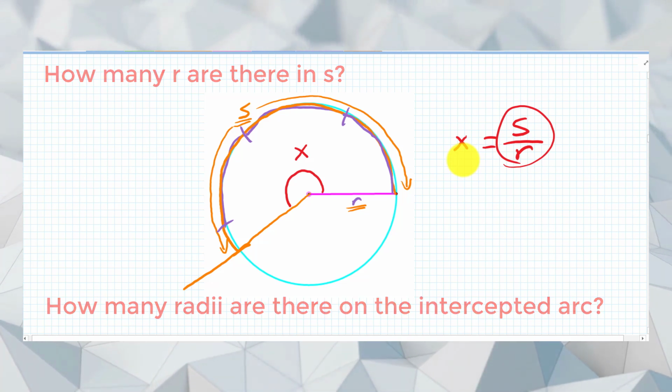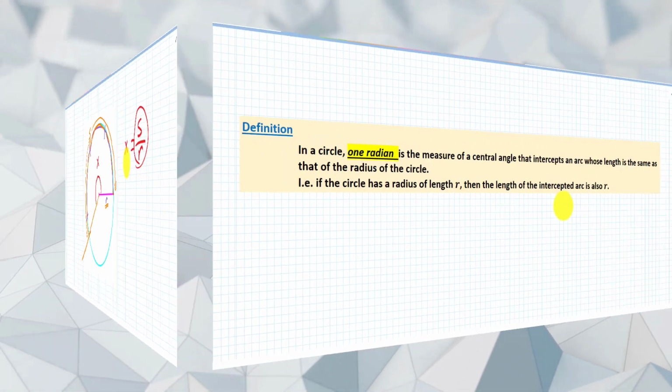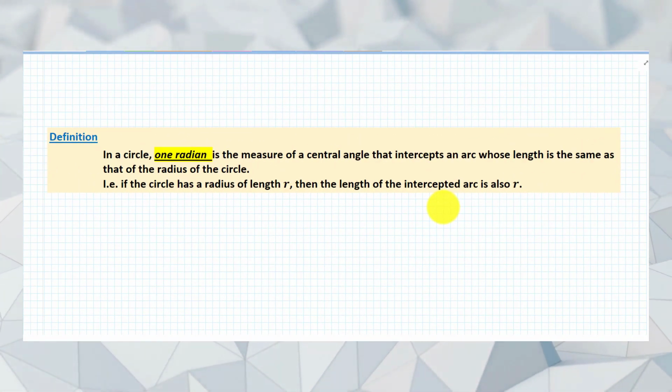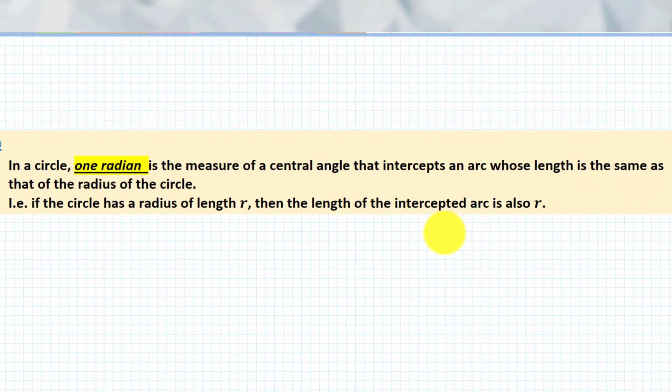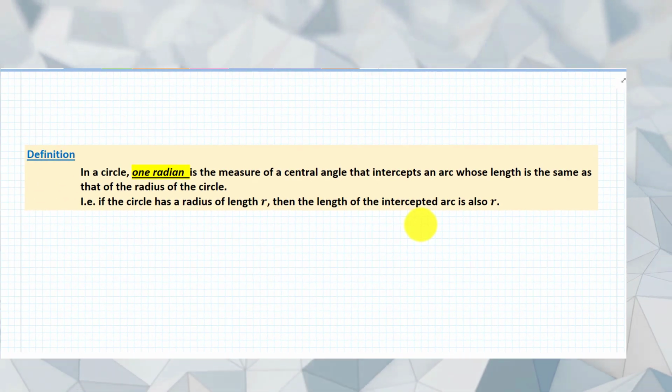Let's now go over the definition of a radian. Here it is. In a circle, 1 radian is the measure of a central angle that intercepts an arc whose length is the same as that of the radius of the circle. If the circle has a radius of length r, then the length of the intercepted arc is also r. And this definition can be illustrated as follows.